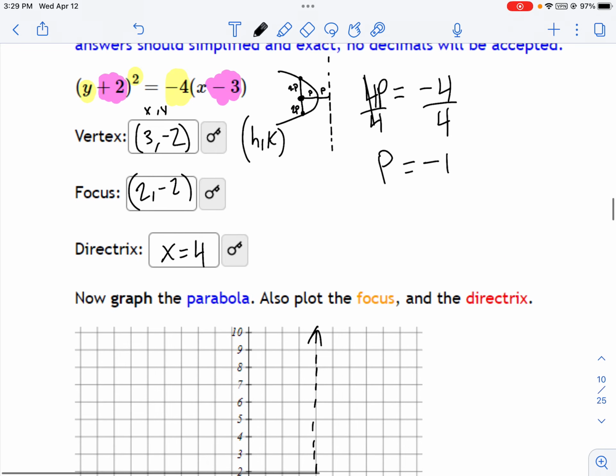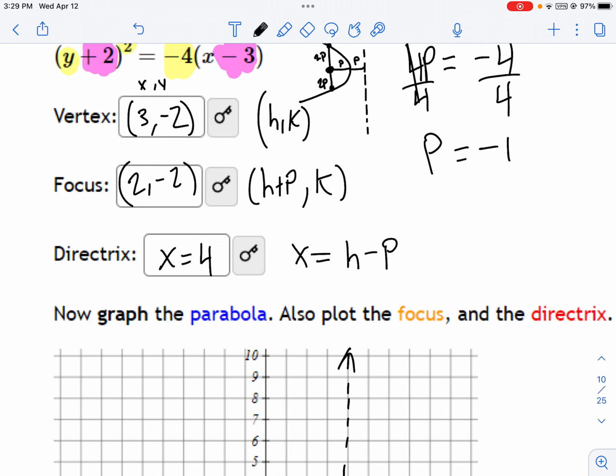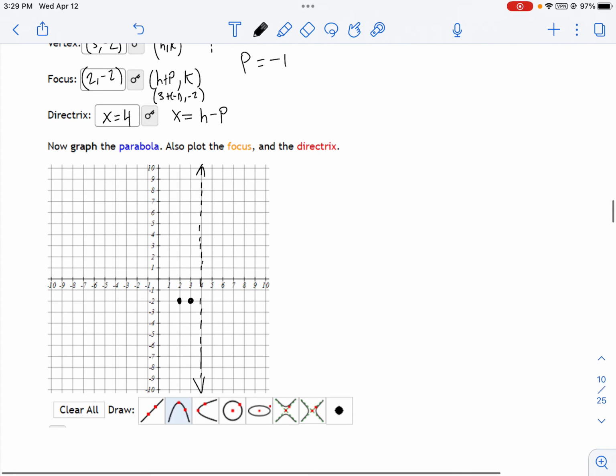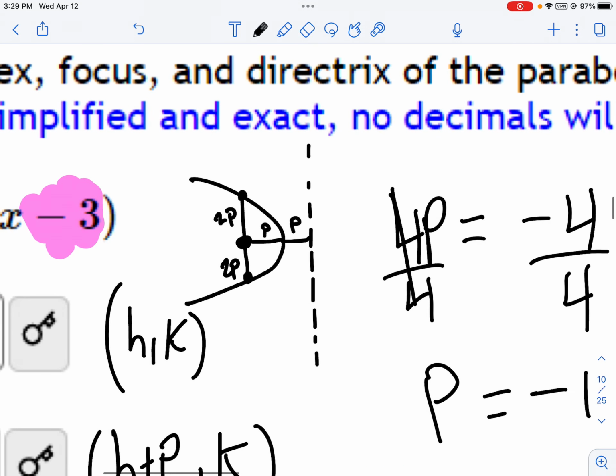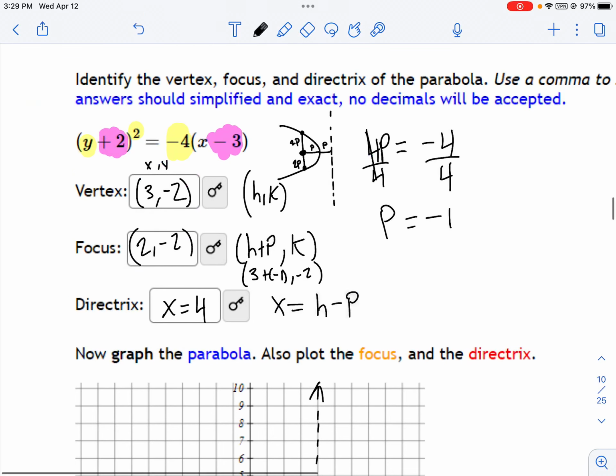Now, if you want to look at the formulaic way to find this, because it's horizontal, we'll be adding your p-value to h, and then comma k, and the directrix will be x equals your h value minus p. Those are the formulaic ways. So if you take your vertex value, which is 3, plus p, which is -1, comma -2, we get the same thing. Because 3 plus -1 is the same as 3 minus 1. That's 2. So you could go the formulaic approach, or if you know your straight definitions and relationships, in my opinion that's a little faster way to go for these ones.